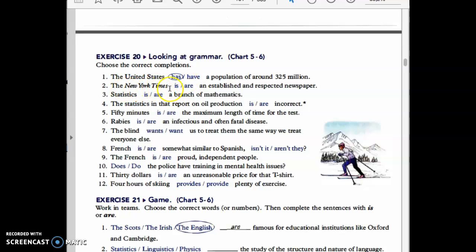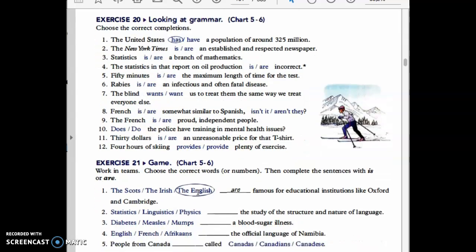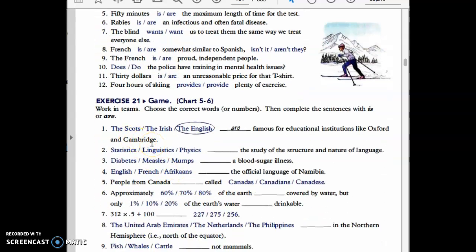So the United States has. The New York Times, that's the name of the journal, is. Statistics is. The statistics in that report on all predictions are incorrect. 55 minutes is the maximum length. Rabies, that's the disease, is an infectious and often fatal disease. The blind won't. The French are, the French people. Well, French, no, that's a language here. French is somewhat similar to Spanish, isn't it? The French people are proud. Do the police have training in mental health issues? $30 is, 4 hours of skiing provides. Okay? So, the Scots, the Irish, the English, etc.